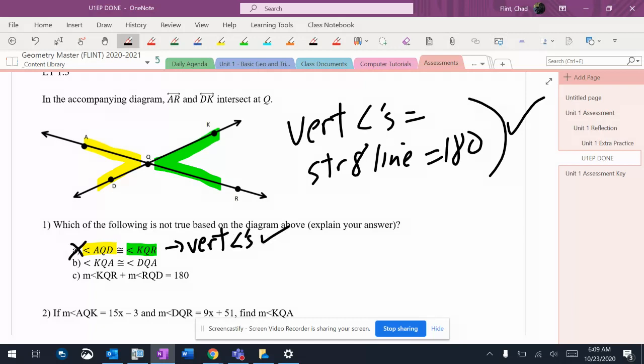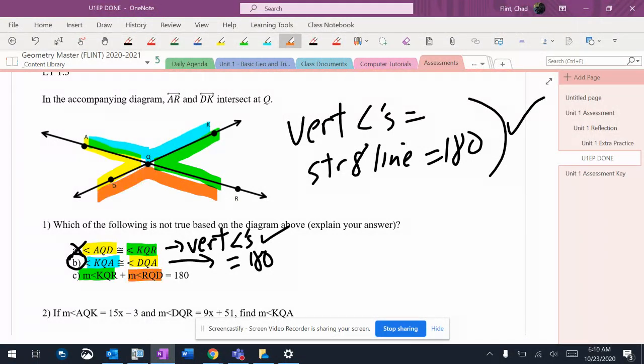So that's good. The next one says KQA, which is right there, and DQA. DQA is yellow if you look at it. So that says blue equals yellow. All right, well, that's the answer because those actually equal 180. Now let's check this last one. KQR, which is green, plus RQD, which doesn't have a color yet, so RQD, so green plus orange equals 180. That's a straight line. So that equals 180. So that one's good to go.